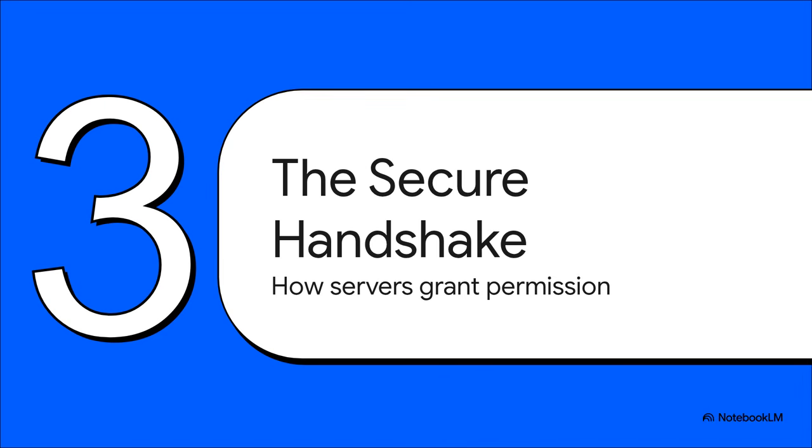Okay, so this same origin policy is awesome for security, but it's a little too strict for the modern web, right? I mean, what if you legitimately want your website on one domain to fetch data from your API on another subdomain? That's a super common setup. And that is exactly where CORS comes into play.